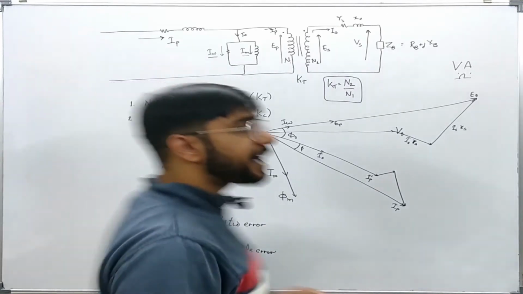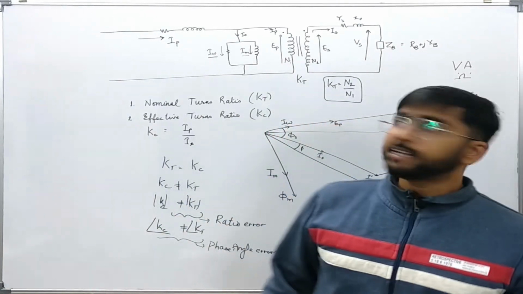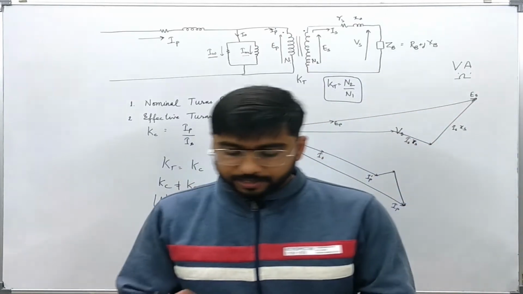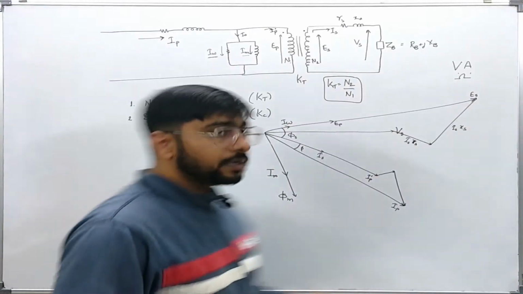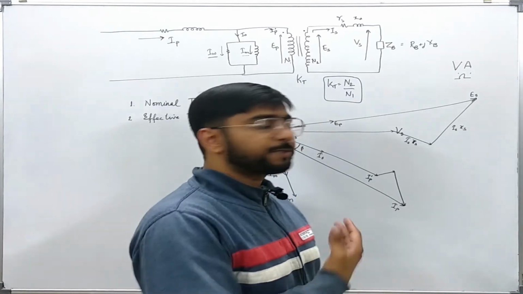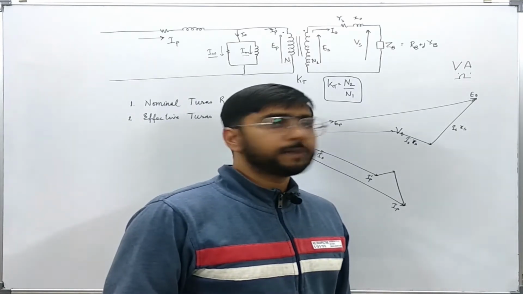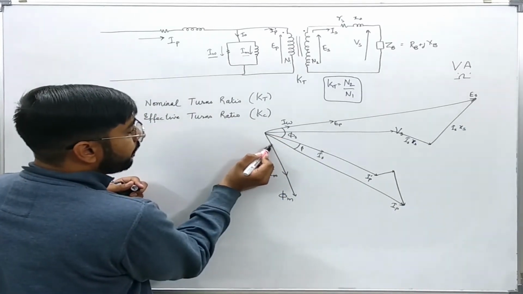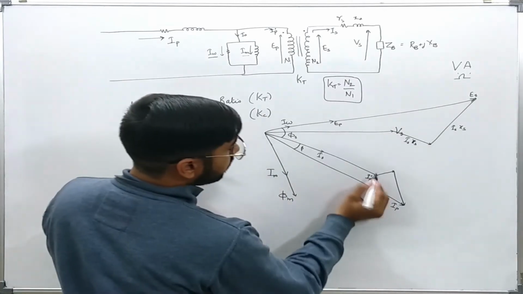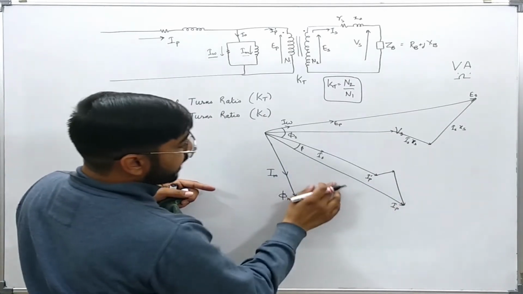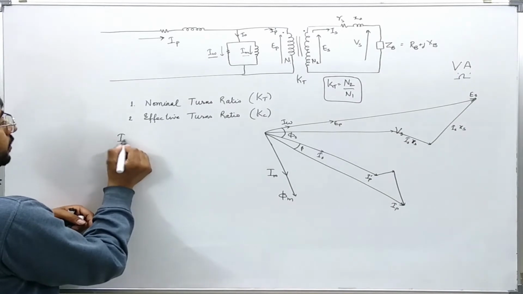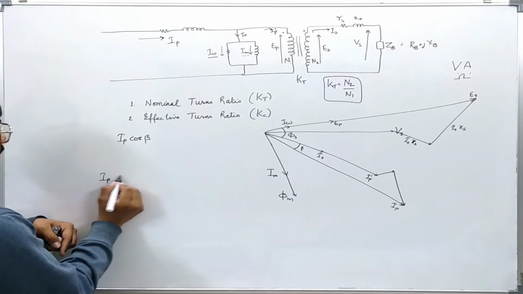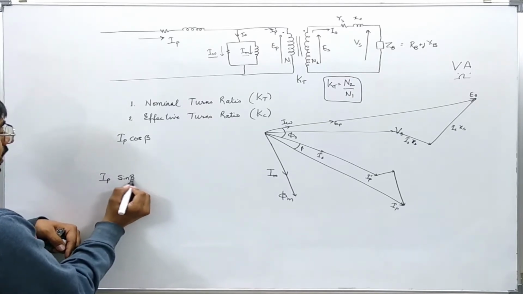Okay. Now we will try to determine the expression in terms of various currents involved for these two kinds of errors. That we will do in the next slide. Now let us derive the expression for the ratio as well as the phase angle. Here we have drawn the phasor diagram. We will find first IP cos beta, then we will find IP sin beta.